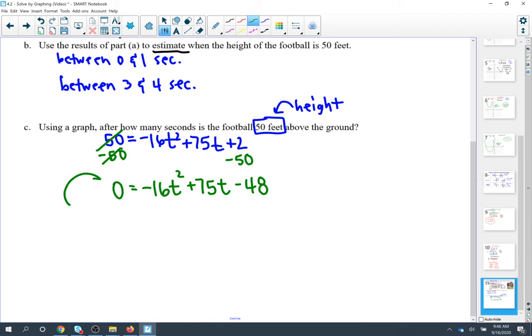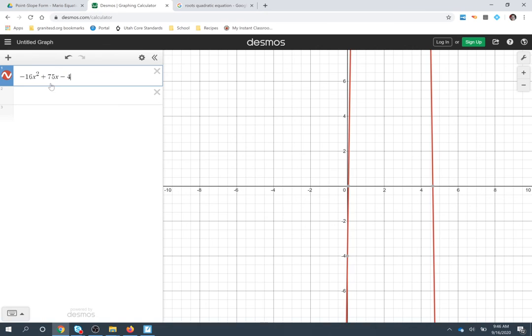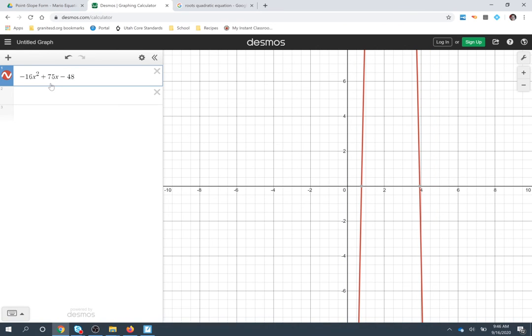So once I have it equal to 0, this is telling me find the zeros of the graph, which are also the x-intercepts. That's why we always like things to equal 0. So I'm going to grab my calculator. I'm going to type in negative 16t squared. Don't type t, it doesn't recognize it. So just switch your t's over to x's, plus 75x minus 48. Then, because I had set this equal to 0, we're looking for the zeros. My first 0, or x-intercept, is at 0.765.